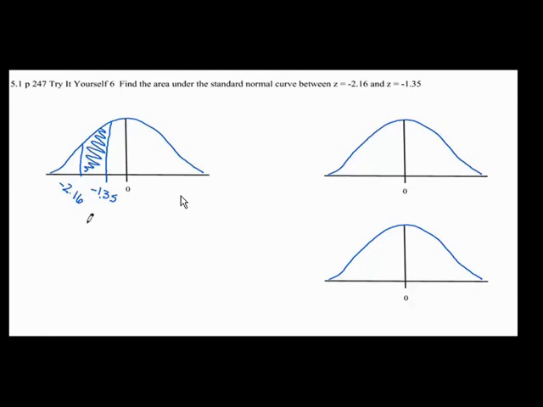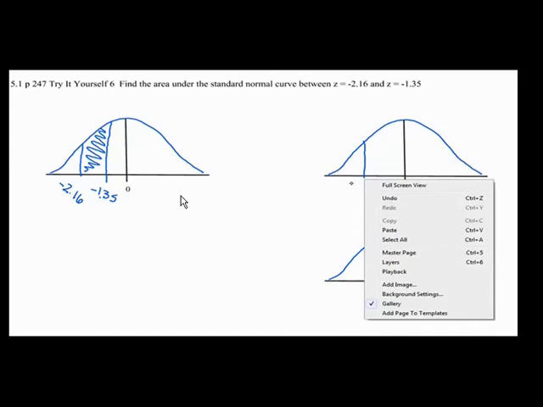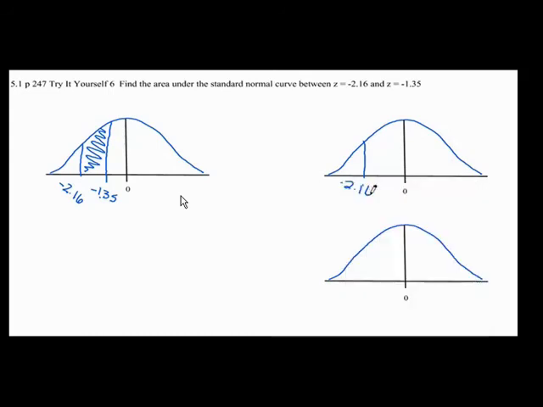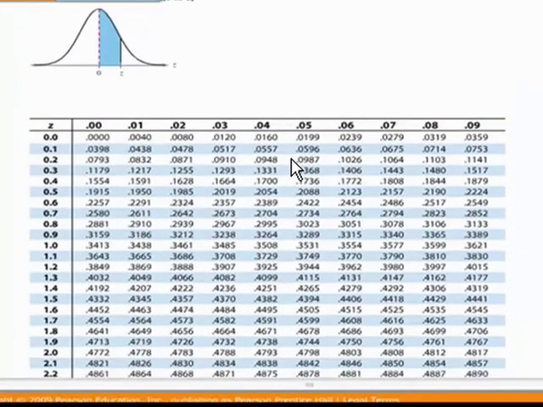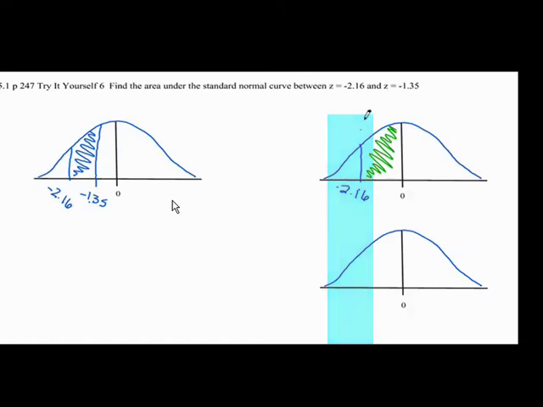When we look up negative 2.16 in the alternative method in Appendix A, what we're going to get is the area between 0 and negative 2.16. So it's going to give us this area right here. Let's look up that 2.16. We go, ones is 2, and then 0.1 for the tenths and then 6: 2.16. So we get 0.4846 for this area.